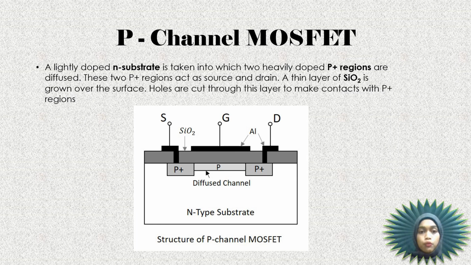For a P-channel MOSFET, a lightly doped N substrate is taken into which two heavily doped P-plus regions are diffused. These two P-plus regions act as a source and drain. A thin layer of silicon dioxide is grown over the surface. Holes are cut through this layer to make contact with the P-plus region.